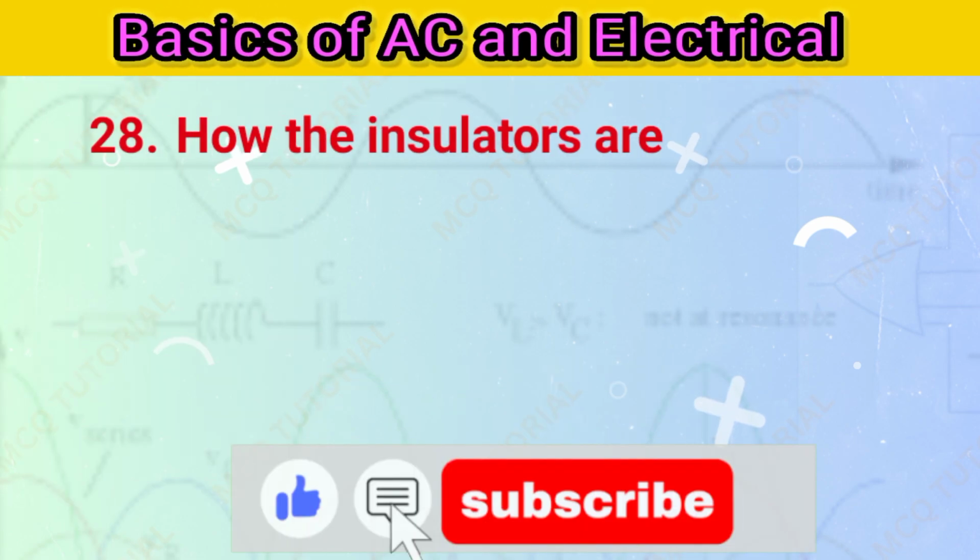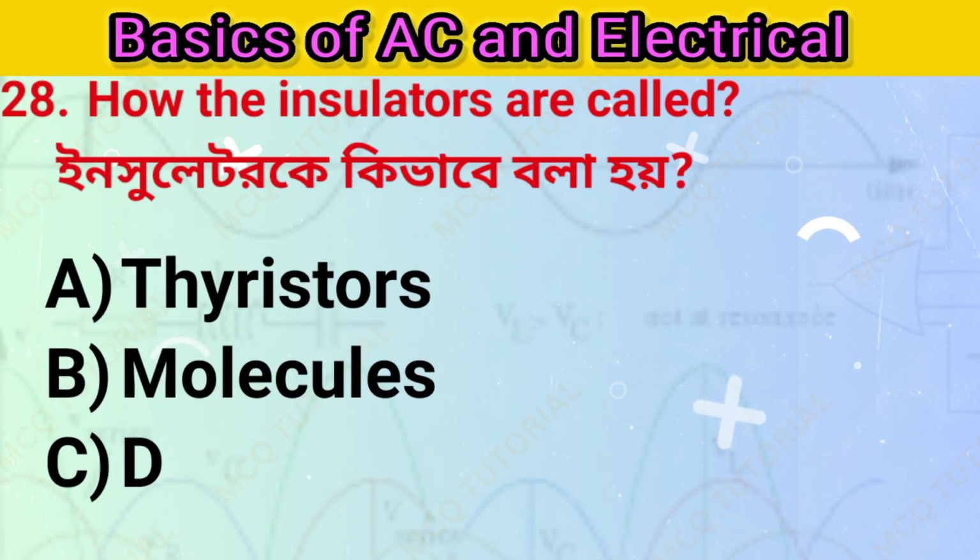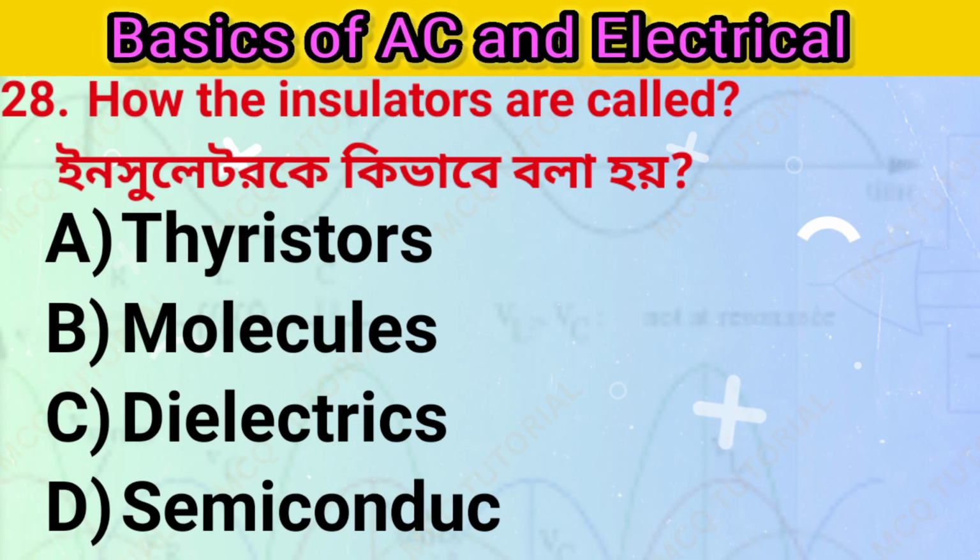Question 28. How are insulators called? Option A thyristors, option B molecules, option C dielectrics, option D semiconductors.